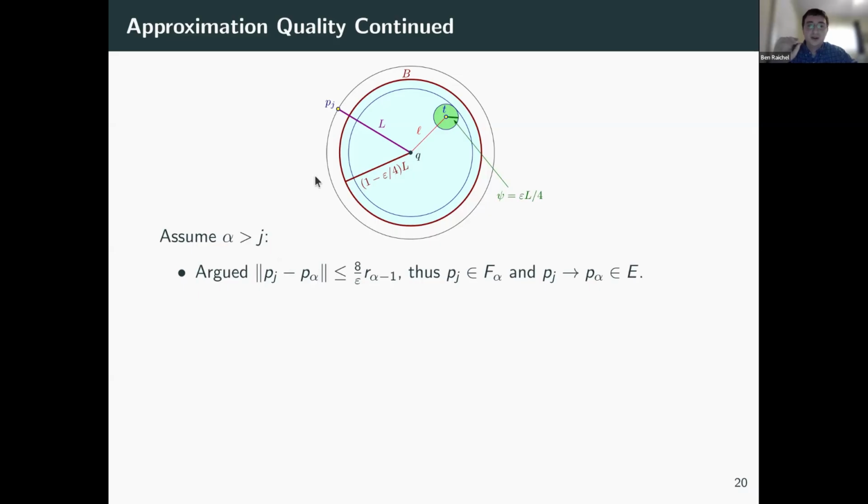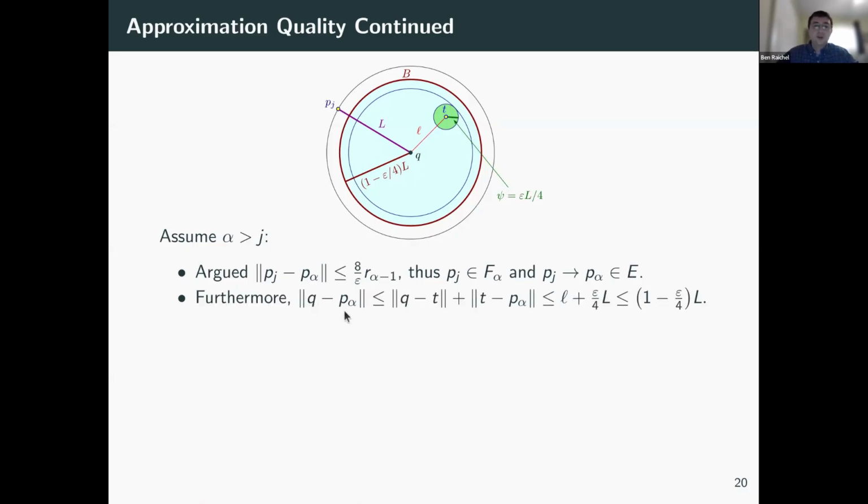Right. So my conclusion is that Pj has an edge to this point P alpha that's in that ball. Now, the distance from q to P alpha is at most the distance from q to t and t to P alpha by the triangle inequality. Q to t is little l, the true nearest neighbor distance. And t to P alpha, because P alpha is in that ball, has distance at most epsilon over 4L. And now because capital L is greater than little l, you can argue that this is at most 1 minus epsilon over 4 capital L.